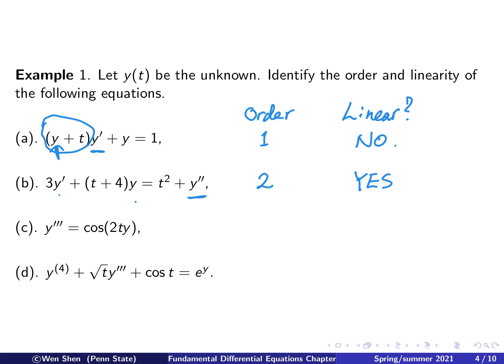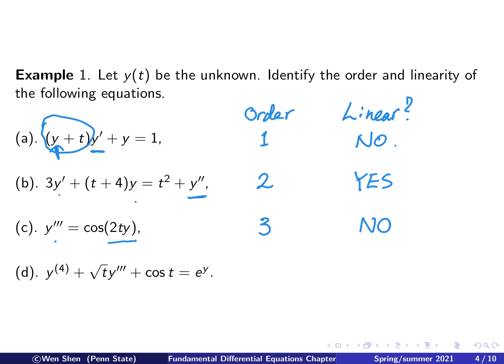And let's look at the third one. Okay, the order, probably you see it right away. The third derivative is the highest, so the order is 3. Is this linear? Let's look at each term. This term contains just y. The third derivative multiplied by 1, that's okay. What about this term here? I have cosine of 2ty, and this is not in the form of y multiplied by something that doesn't depend on y, because 2ty is inside a cosine function, a nonlinear function. Okay, so it's not linear.